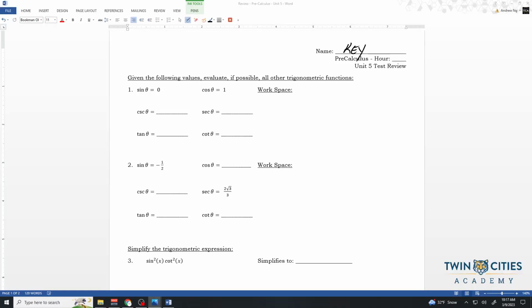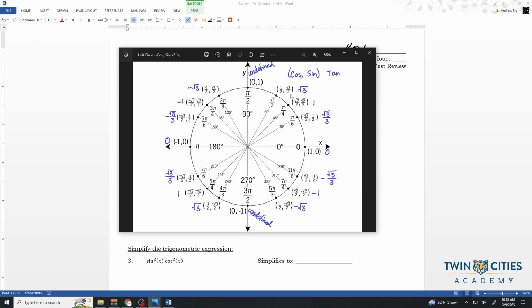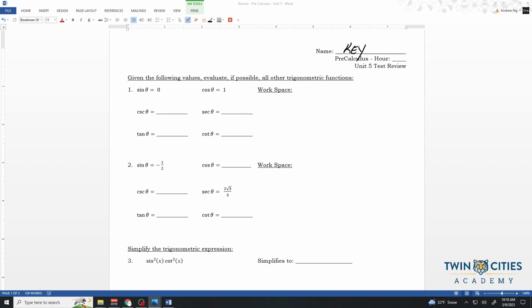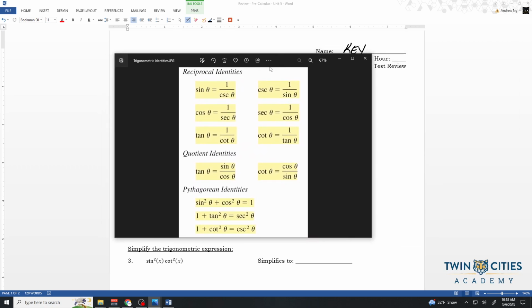We'll be going over the Unit 5 test review today for pre-calculus. The things that you may find useful for the Unit 5 test review, as well as for the Unit 5 test, are a unit circle, where you can find the cosine, sine, and tangent of these different values. And you'll also want to have your trigonometric identities, primarily your reciprocal identities, your quotient identities, and your Pythagorean identities. So I'm going to have these two off to the side, and I'll be referencing them from time to time.